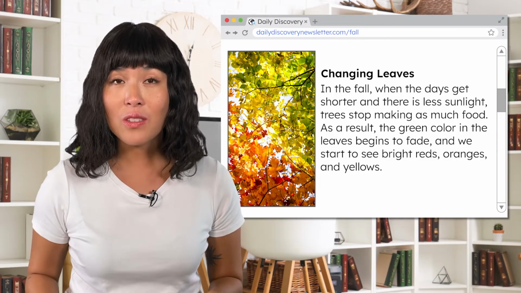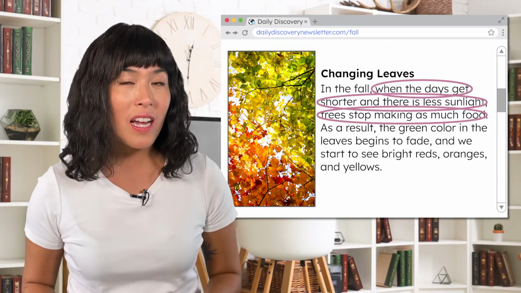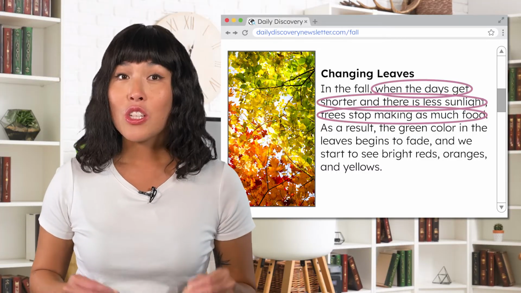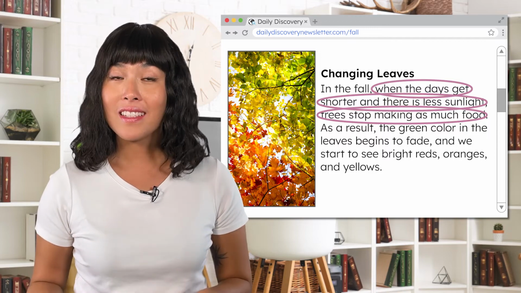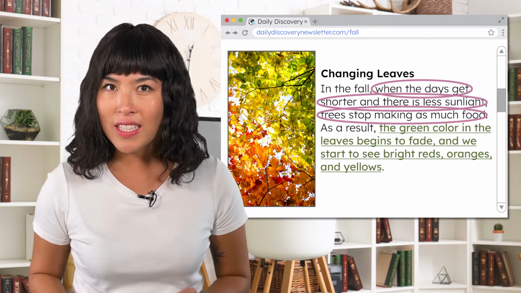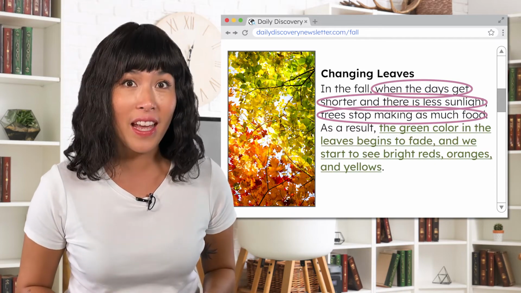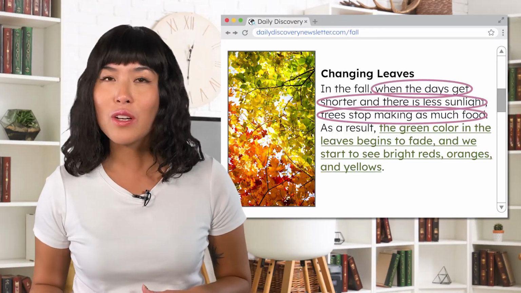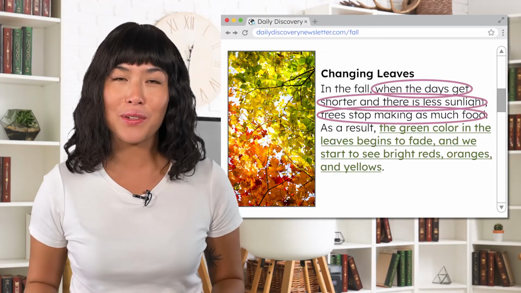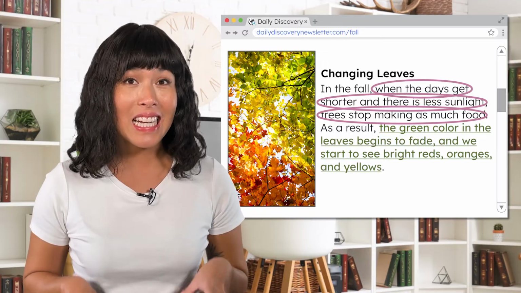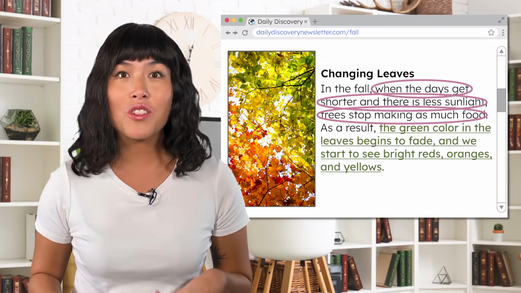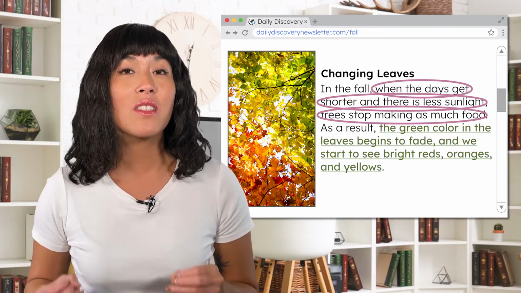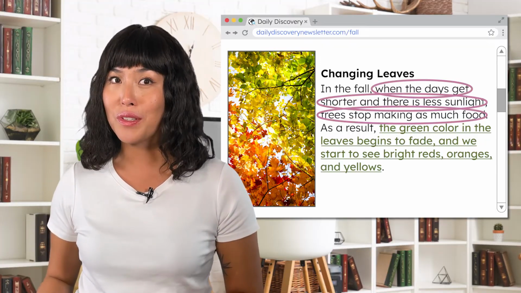For the cause, I circled, when the days get shorter and there is less sunlight, trees stop making as much food. For the effect, I underlined, the green color in the leaves begins to fade, and we start to see bright reds, oranges, and yellows. The events are connected because one leads to the other. The leaves are changing color because the trees stop making as much food.